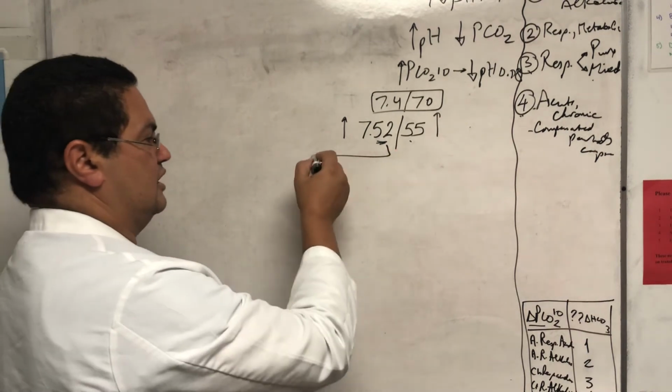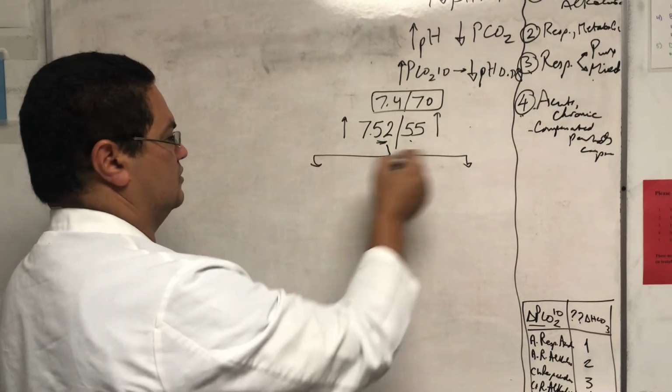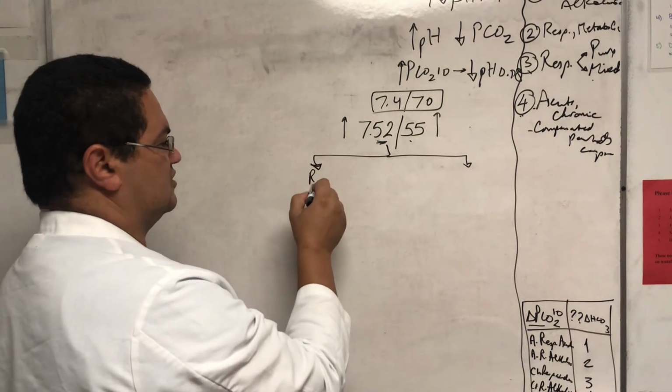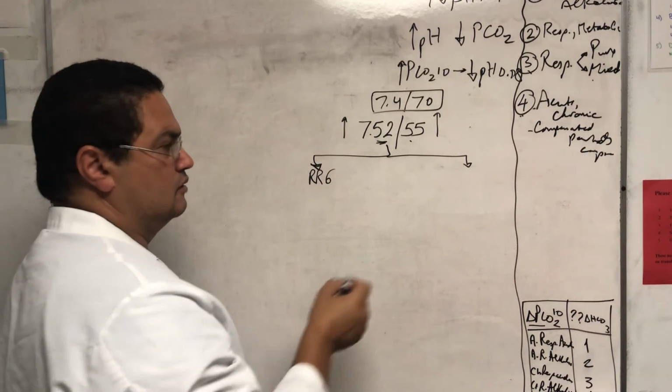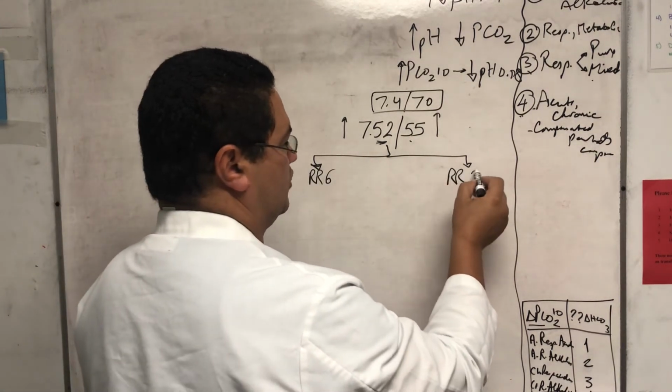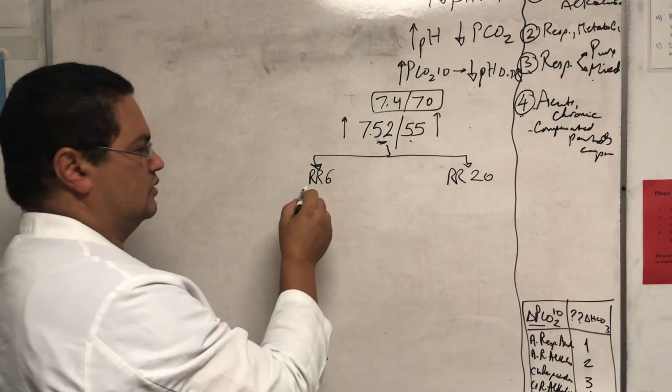So these are the 2 scenarios. Same pH, but 2 scenarios. The patient is breathing at a respiratory rate of 6. The patient is breathing at a respiratory rate of 20. What's your diagnosis here?